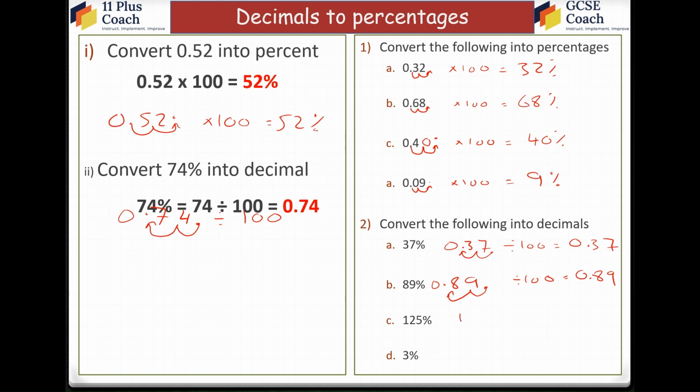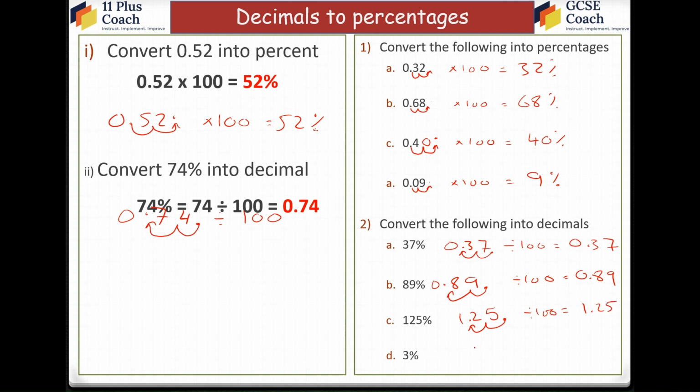125%. So you get the 125, find the decimal point. So you're dividing it by 100 again. So the decimal point is always at the end of a whole number. You move it two places back, 1, 2. So it becomes 1.25. So 125% is 1.25 as a decimal.